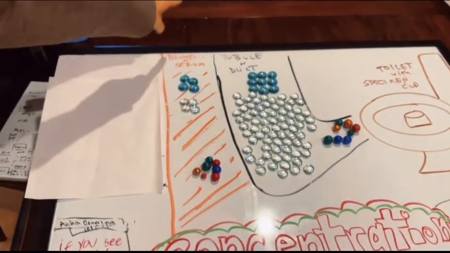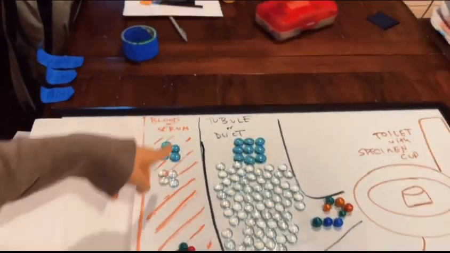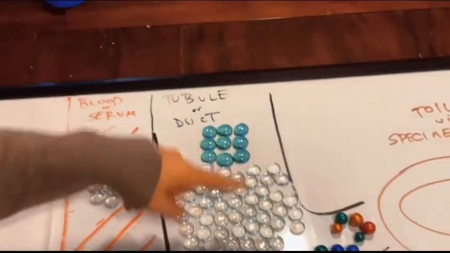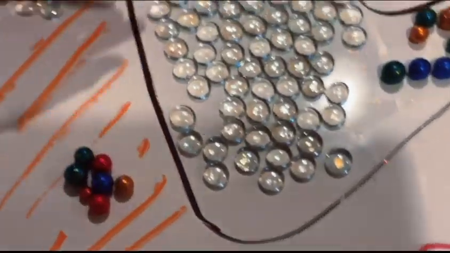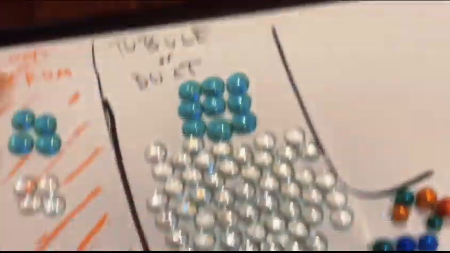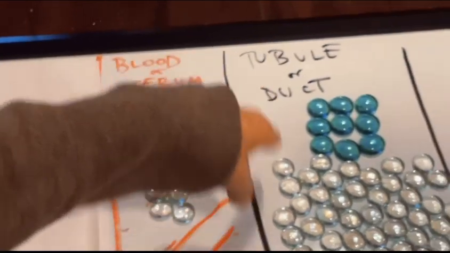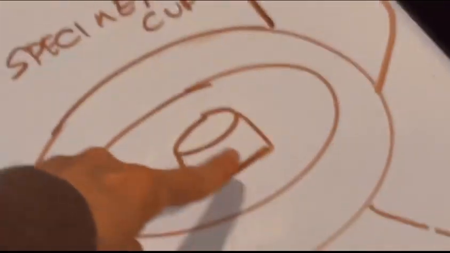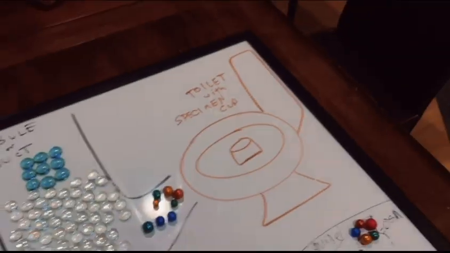All right, so here's our blood or serum. Here's our tubule or our duct of the kidney. And remember that anything that's not reabsorbed from the tubule or the duct is going to end up in the toilet. And here's the little urine specimen collecting cup, okay?